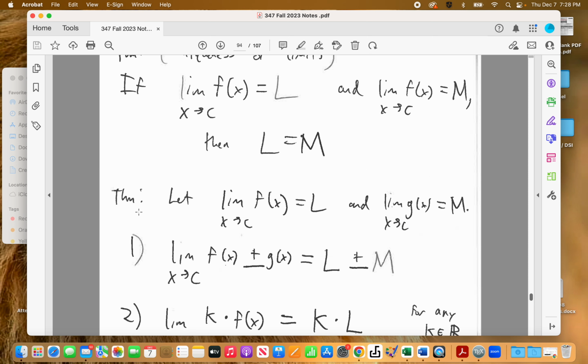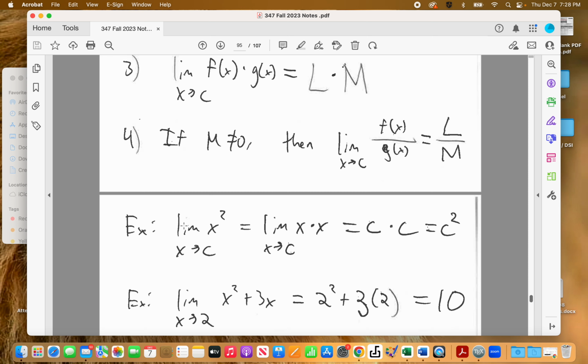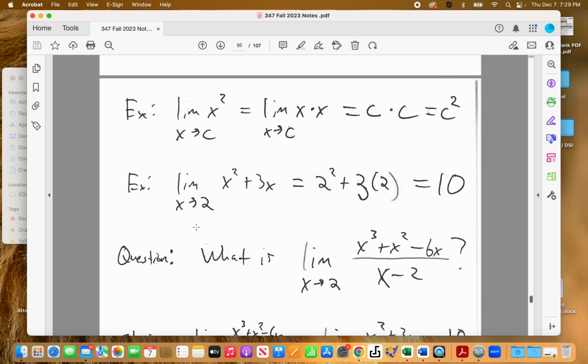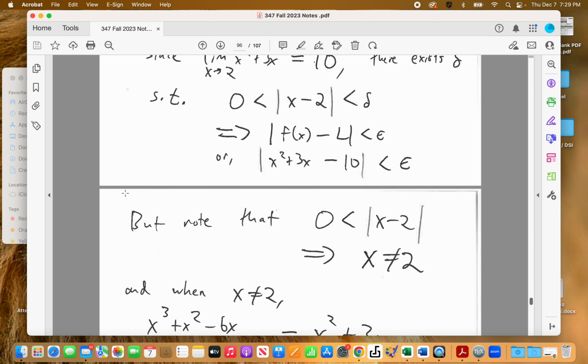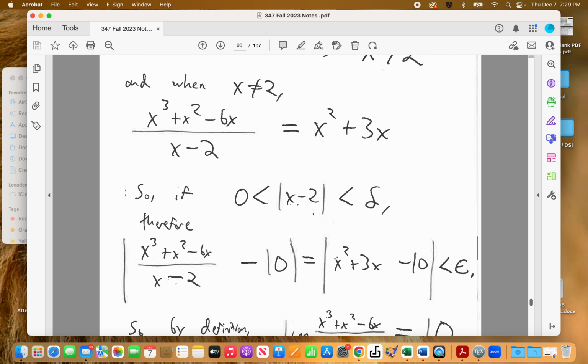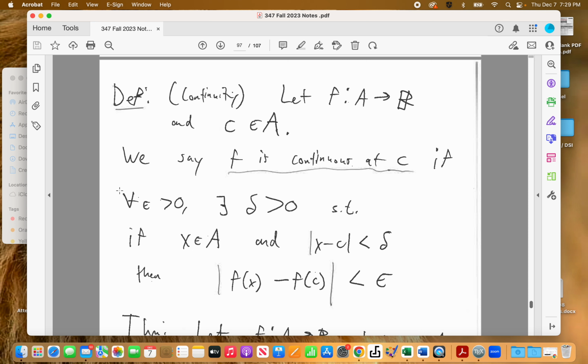Let's see. Uniqueness of limits. We just sort of mention these facts and use them to help us compute some things. Don't want to slow down too much here. Now, much more important.